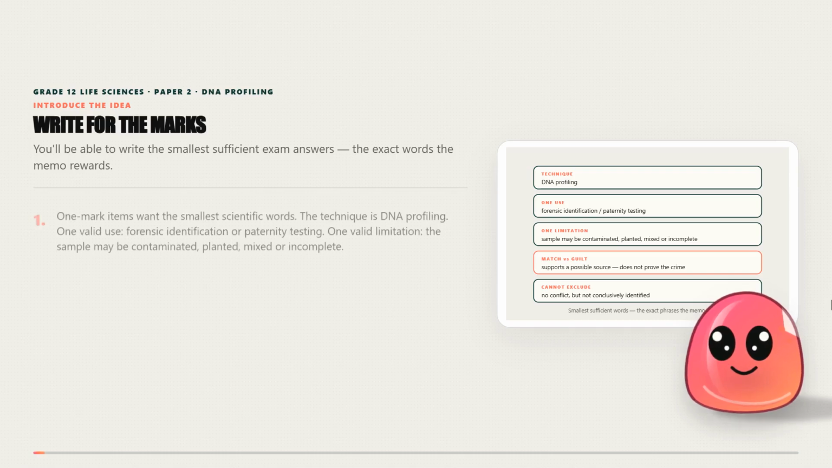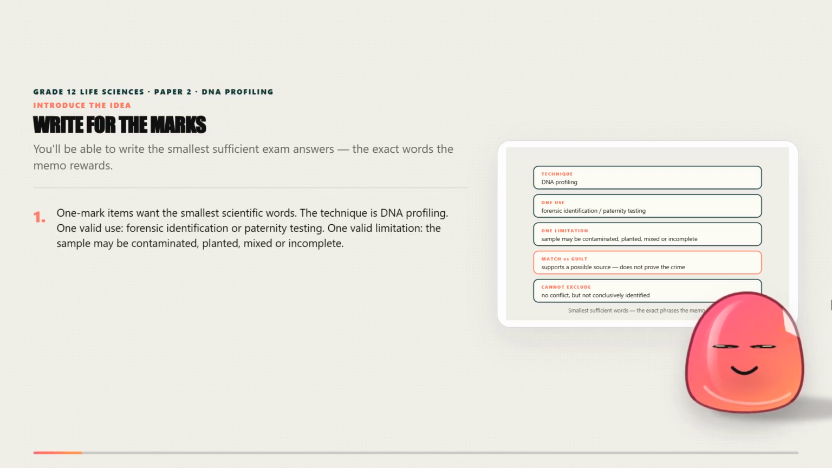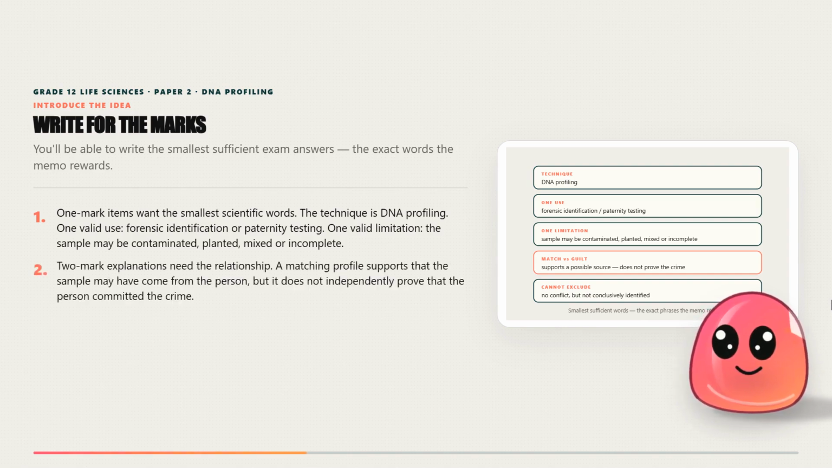Now the words that earn the marks. 1 mark items want the smallest scientific phrase. The technique is DNA profiling. 1 valid use: forensic identification, or paternity and biological relationship testing. 1 valid limitation: the sample may be contaminated, planted, mixed or incomplete.